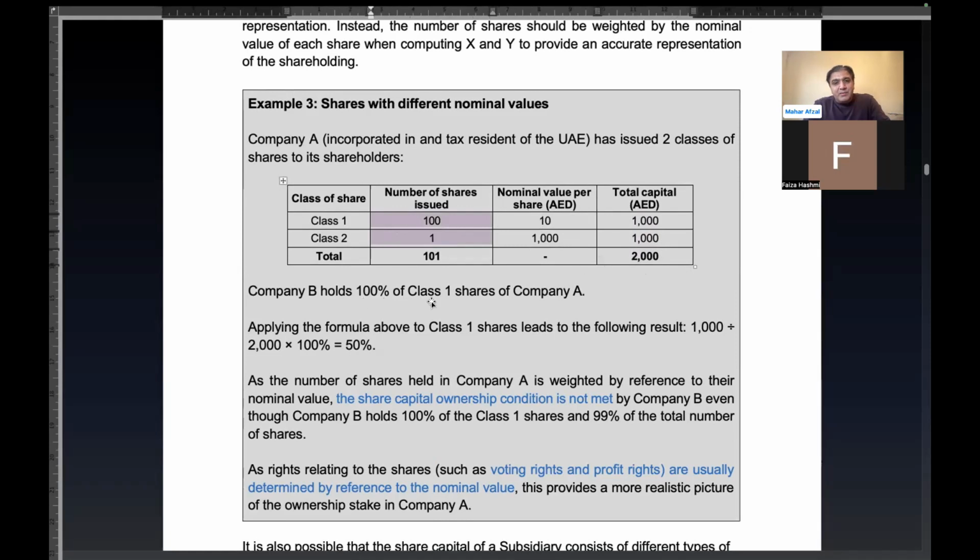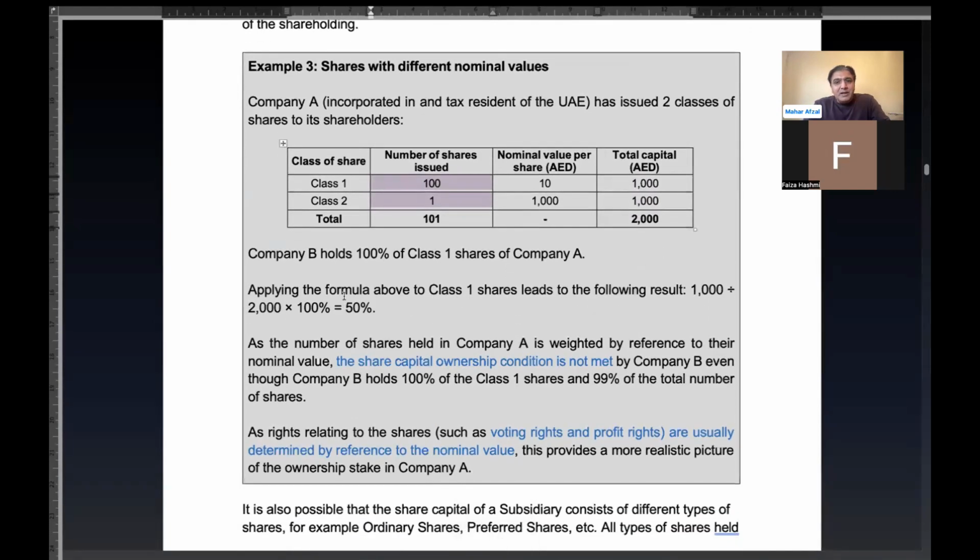So company B holds 100% of class 1 shares of company A. Formula, basically: what is the nominal value holding? 1000 divided by 2000, 50%. So company B is holding only 50%. If you are assessing based upon the number of shares, 100 divided by 101, they are holding around 99% of shares. But by value they are holding only 50%. This is the reason that basically we need to ascertain based upon the nominal value. And based upon the nominal value, they need to have at least 95%, but they are holding only 50%. So this company cannot be part of the tax group.